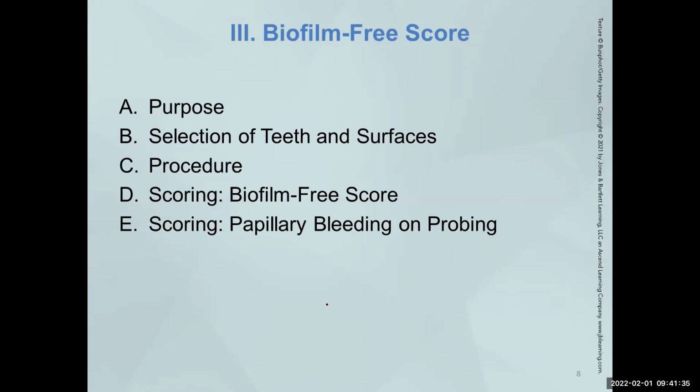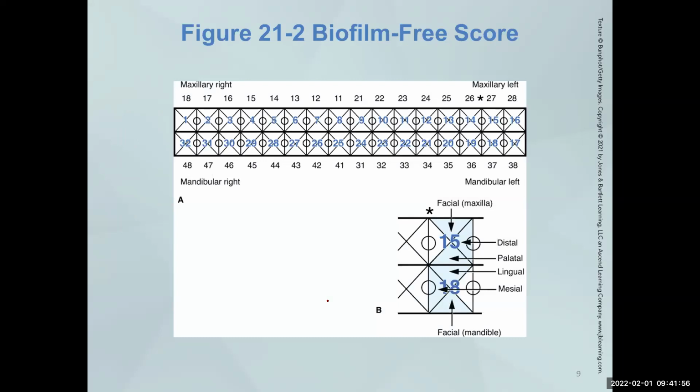So if you're calculating the percentage for one quadrant, do we still multiply it by 4? Yes, but your quadrant might only be 8 teeth. So it'd be 8 times 4 instead of 32 times 4. All right, so this is another one. I have never seen this one. Biofilm-Free Score, never seen it.